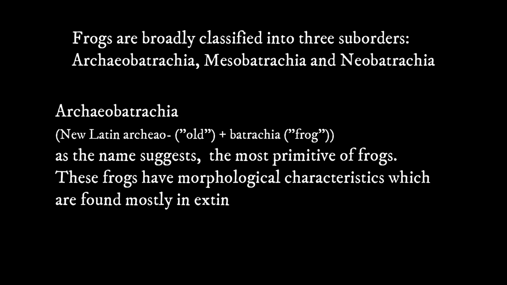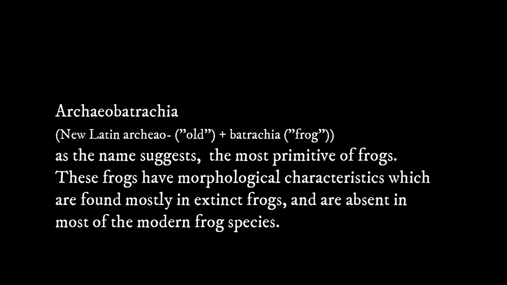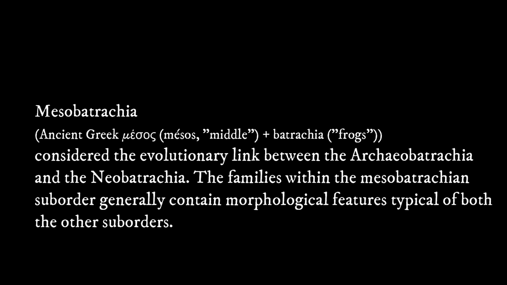As the name suggests, Archaeobatrachia are the most primitive of frogs. These frogs have morphological characteristics which are found mostly in extinct frogs and are absent in most modern frog species. Mesobatrachia is considered the evolutionary link between the Archaeobatrachia and the Neobatrachia. The families within the Mesobatrachian suborder generally contain morphological features typical of both the other suborders.